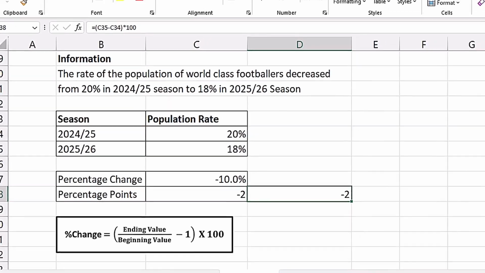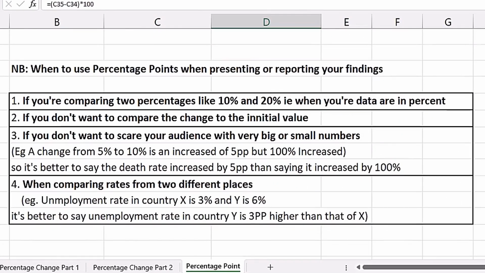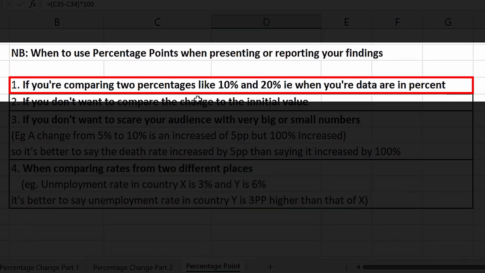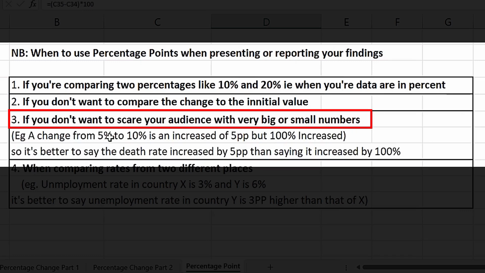So let's scroll down and see some of the situations where you may need to use percentage points instead of percentage change. First, when you're comparing two percentages like 10% and 20%, that is, when your data are in percentages, then it's better to use percentage points than percentage change. Secondly, if you don't want to compare the change to the initial value, then you can also use percentage points. And also, if you don't want to scare your audience with very big or very small numbers, then you can also use percentage points.